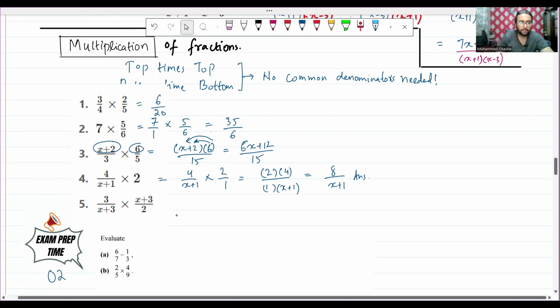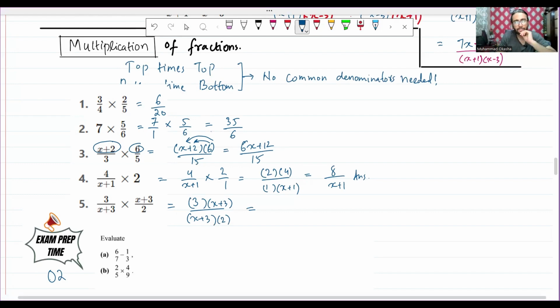Right? Here, again, no matter how complicated it looks, top times top, bottom times bottom. So take 3 times x plus 3, and 2 times x plus 3, actually x plus 3 times 2, but it means the same thing. If you do the multiplication on top, 3 times x would be 3x plus 9. You will get 3x plus 9 at top, and at the bottom 2x plus 3. You can also do it this way, x times 2, and I think it's better to do it this way. So x times 2 would be 2x plus 6.